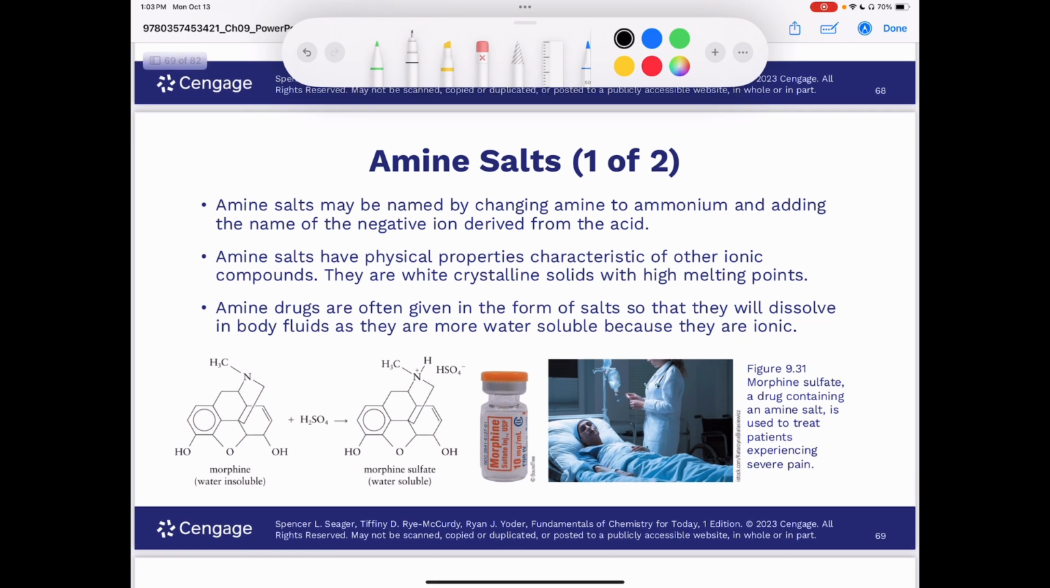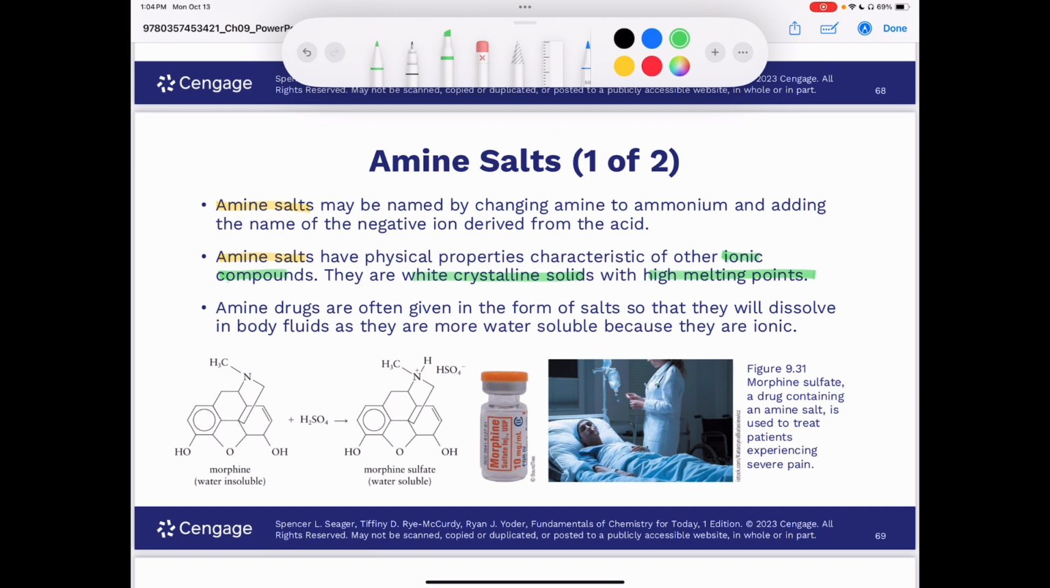All right, amine salts. Amine salts may be named by changing the name of the amine to ammonium and adding the name of the negative ion derived from the acid. So whether it's chloride, bromide, iodide, etc. Amine salts have physical properties that are characteristic of other ionic compounds. They're white crystalline solids and have high melting points. So remember, ionic compounds, right? White crystalline solids, high melting points.